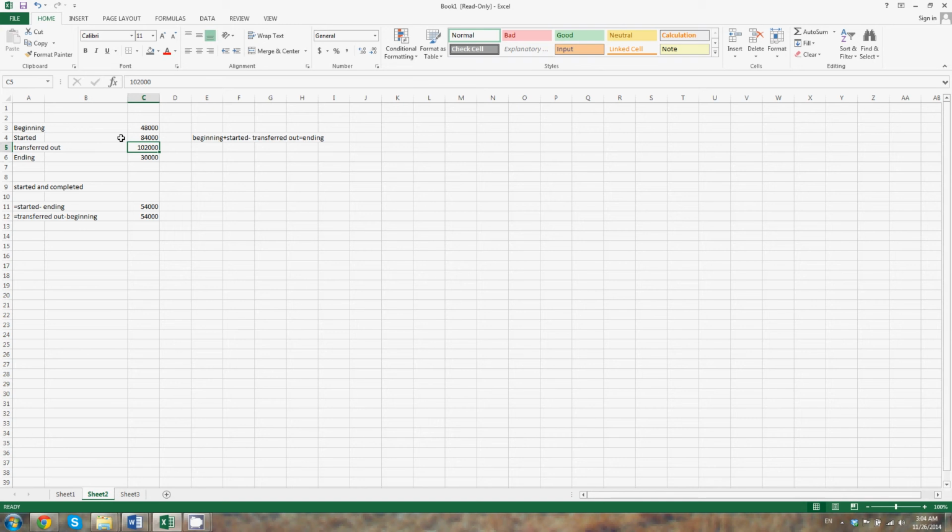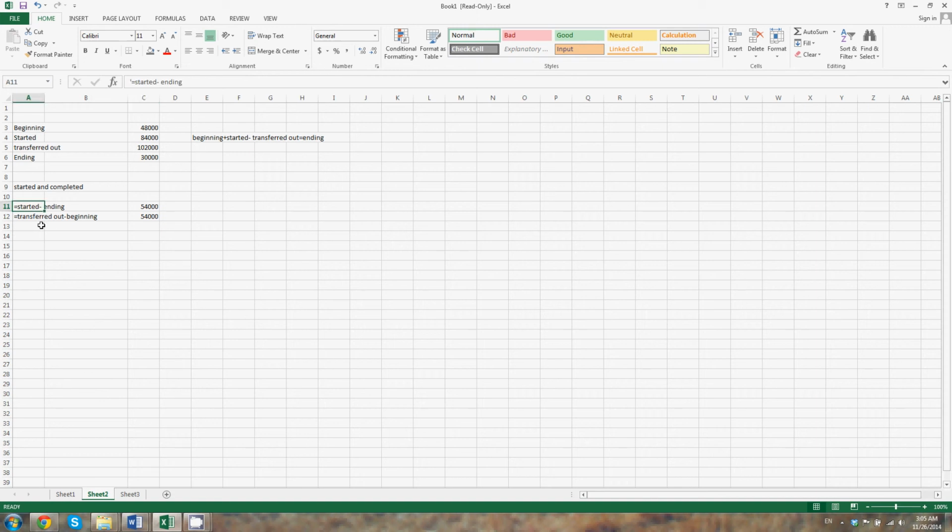The reason I want to talk about this is that for the FIFO method, we need a new account, the started and completed account. We talked about this one in the class, but we didn't really talk about how to calculate started and completed. There are two ways to do it: either started minus ending, or transfer out minus beginning. If you use the numbers here, these two methods give you the same result.